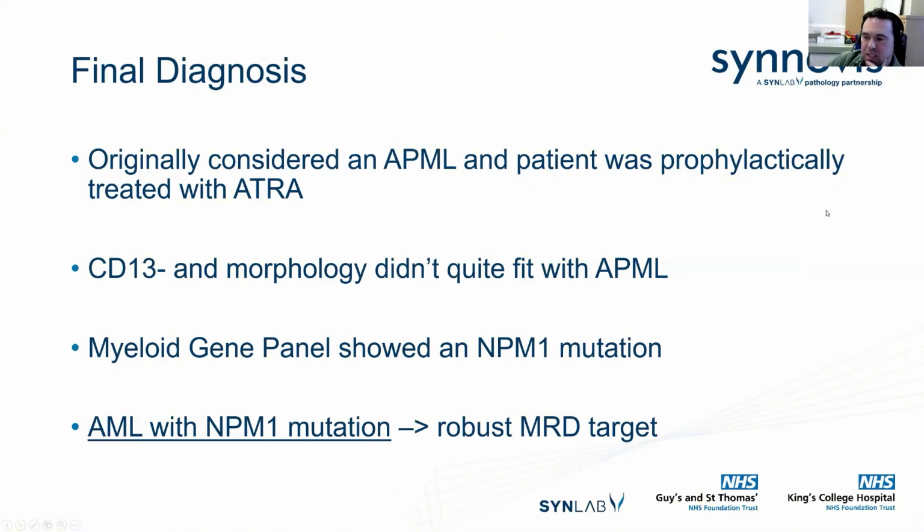And what can happen is you have the same phenotype. So from flow, it's not always perfect. You sometimes do need to run these molecular markers. In this case, the patient was considered to have an APML, and the patient was treated with ATRA. But a molecular myeloid gene panel showed that the patient had an NPM1 mutation, which was quite good, actually, because NPM1 is a very robust MRD target. So the patient can be treated, and then in future we can just look for that mutation and see if the patient still has measurable disease.